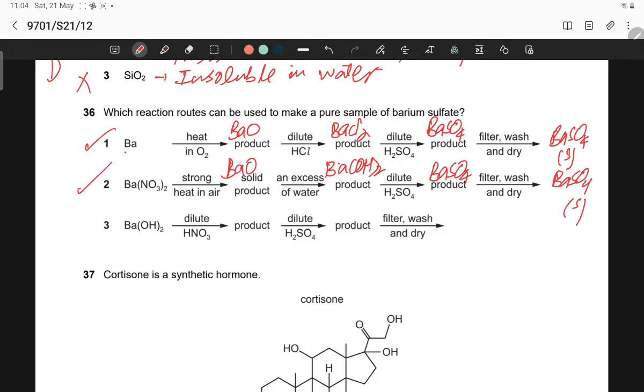So this is also incorrect. Barium hydroxide with dilute nitric acid, the product will be Ba(NO3)2. When it reacts with sulfuric acid, barium sulfate is formed, which is a solid, forming a white precipitate, which is filtered, washed and dried to get barium sulfate. So this option is also correct. So if three statements are correct, then the correct option is A.